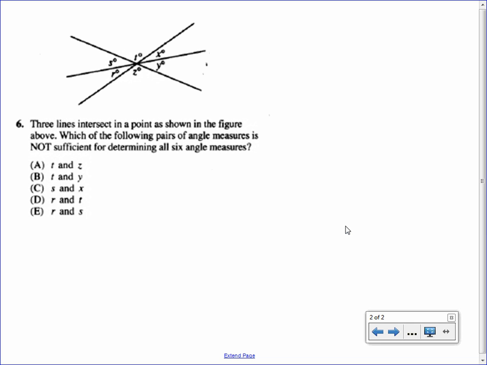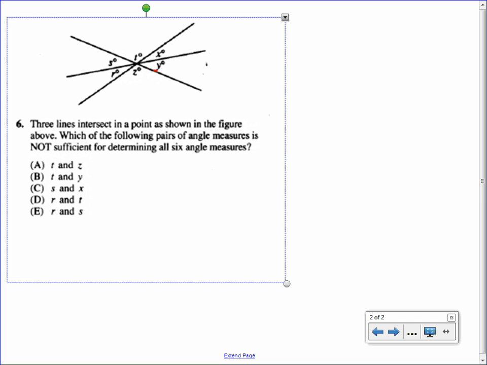Okay, so this is drawing upon a lot of rules. The biggest rule it's drawing upon is the vertical angle rule, which says that if you have 2 lines meeting in an X like you have here, then these angles are congruent. So T and Z are congruent. Okay, so let's just test each of these possible answers.